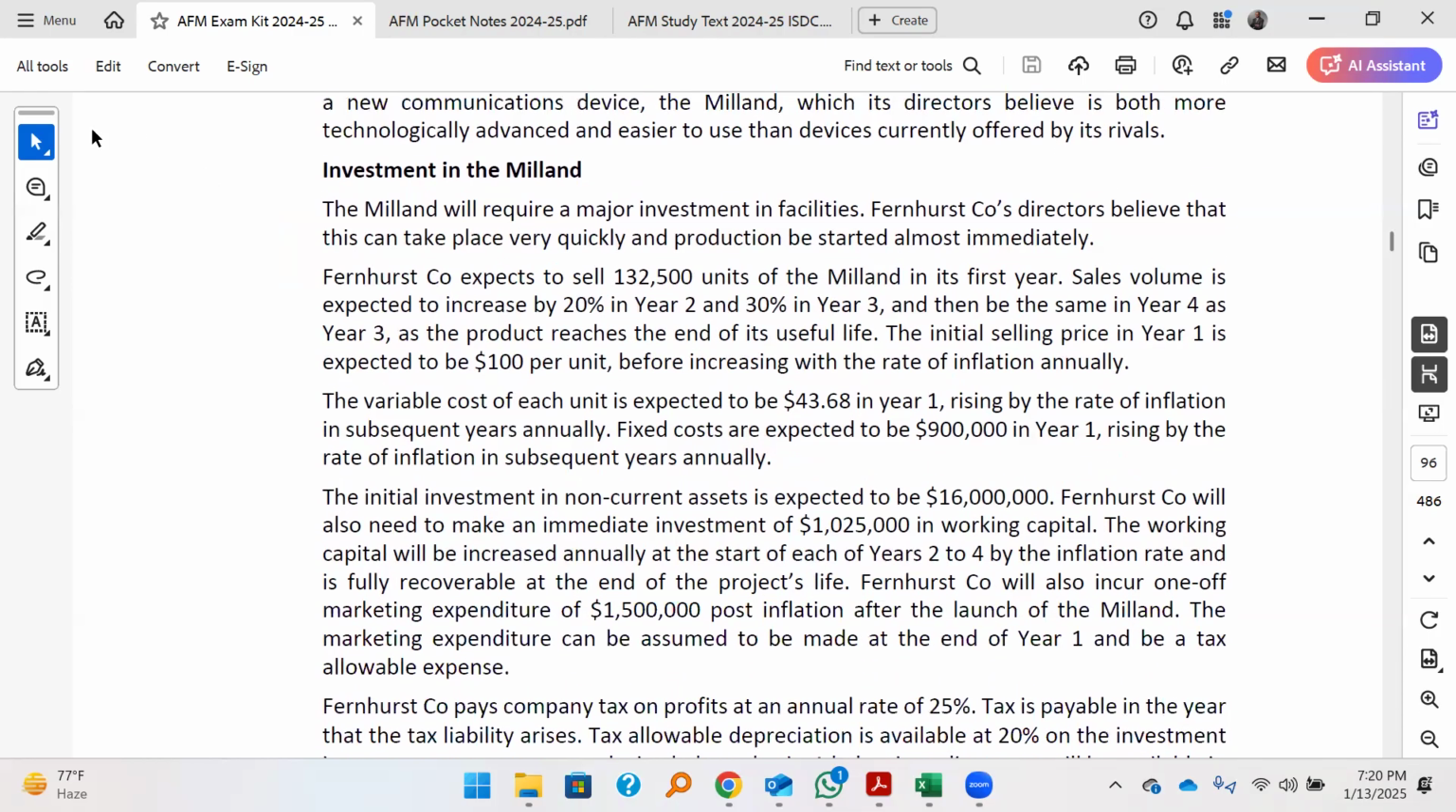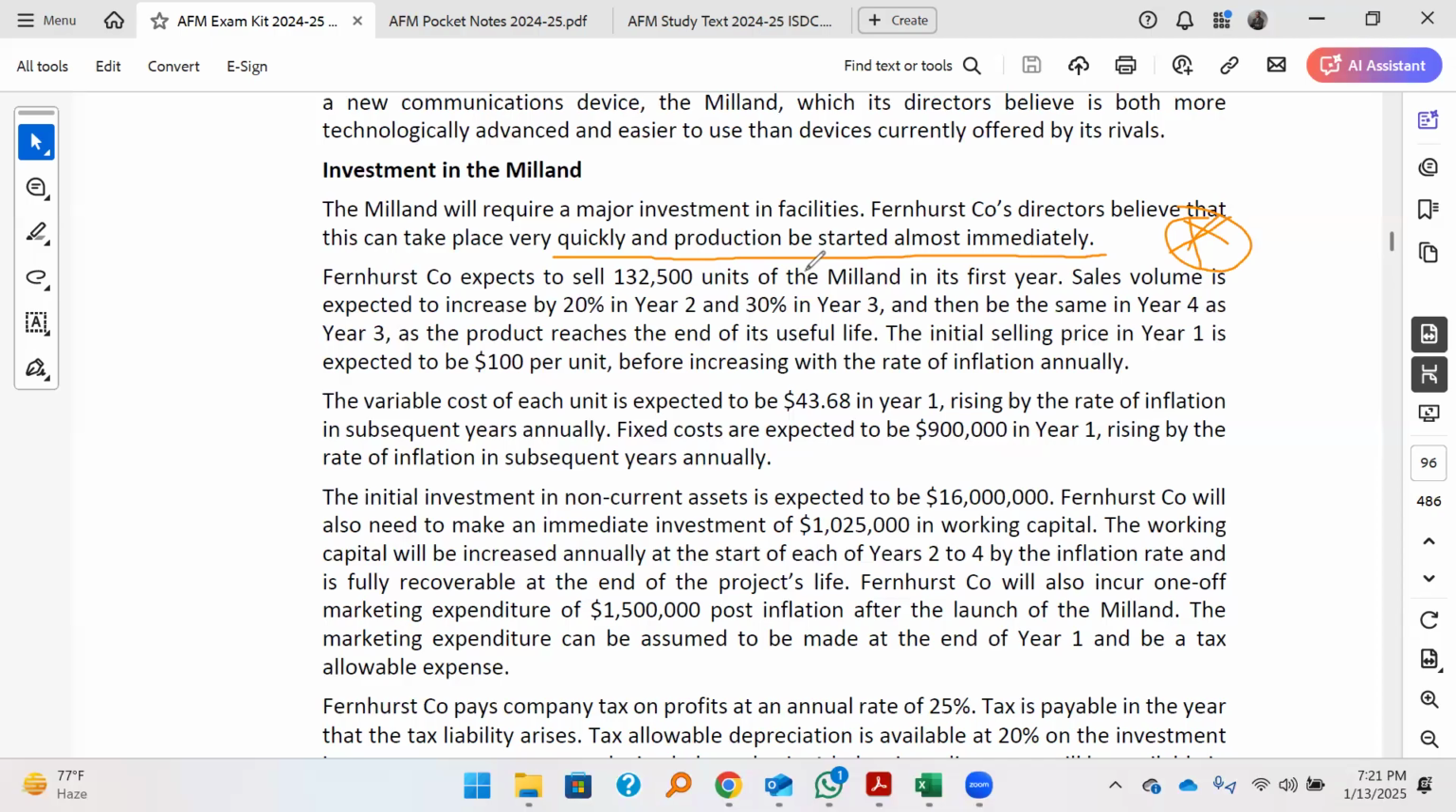So now they want to invest in this Mirand. It requires a major investment in facilities. Directors believe that this can take place very quickly and production begin almost immediately. Now, this is one of the first places where you can say, really? Because you know, if you are going to be setting up a plant, it's going to take you some time before that plant is actually operational. So it's not likely that you can start immediately and start making sales, unless you are going to just buy a factory which is already in place.